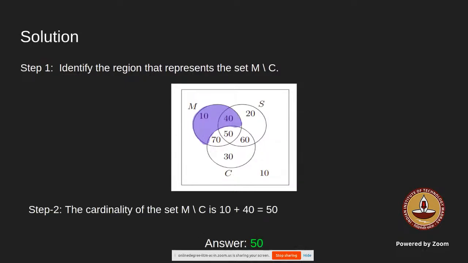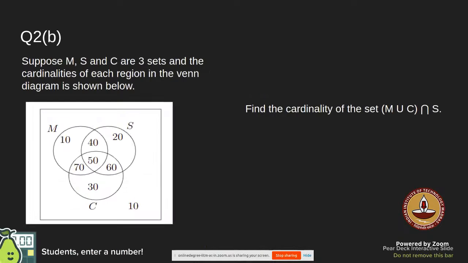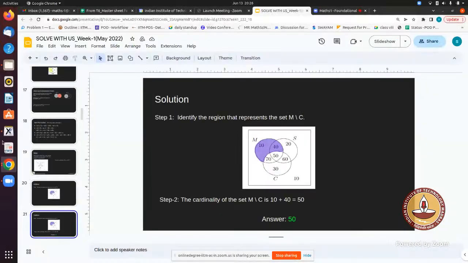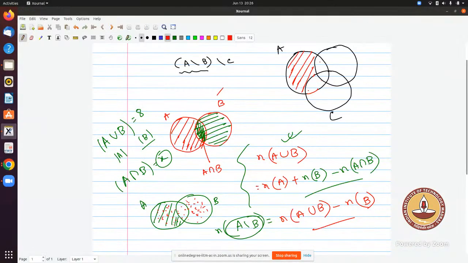Sir, can you explain the previous question again? M minus C, which portion is M minus C? The region which is inside M but not in C, outside C. So what are the 2 numbers in those regions? 10 and 40. So that is the cardinality. Okay, sir. So for 3 sets, the region can also be in the 3rd set. Exactly. So I drew a diagram just a moment before, and this is the same type of diagram we are seeing.